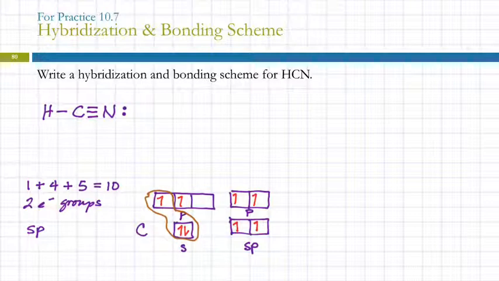That gives us 4 half-filled orbitals. These can make bonds, and these can make bonds. And if we look at this carbon, how many bonds are there? There's 2 electron groups, but there's 4 bonds, right? So any questions? I know this is a little confusing. Why did I do that?